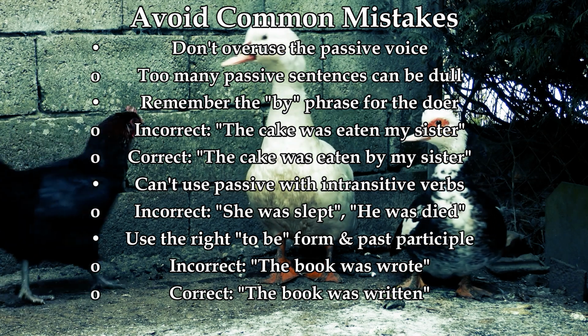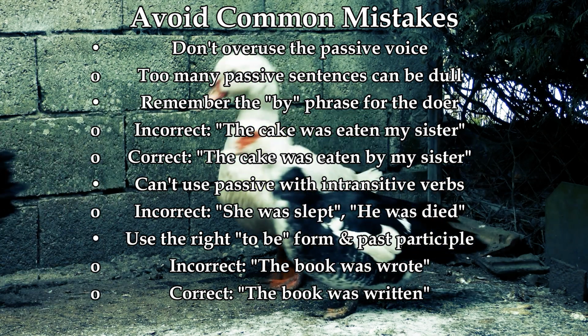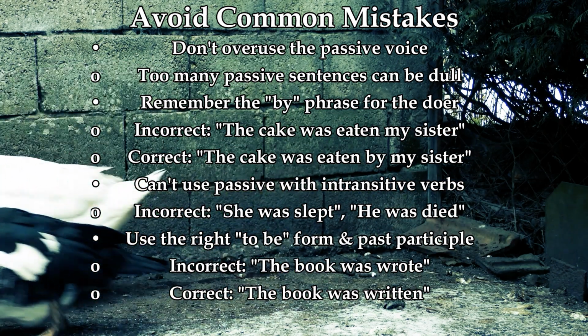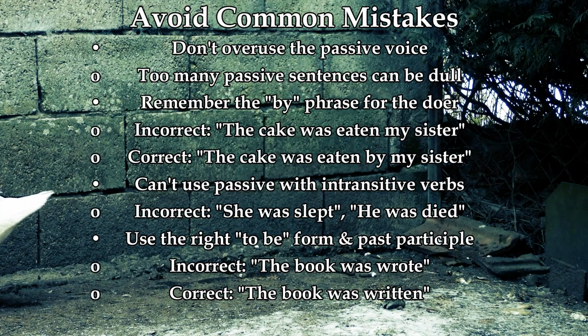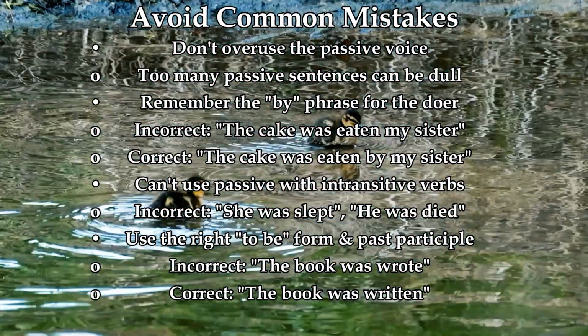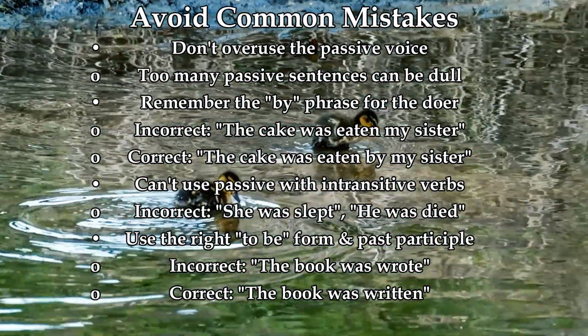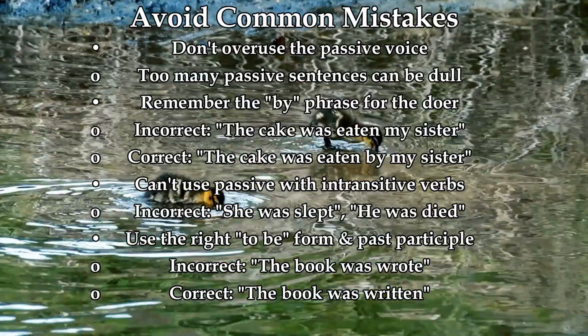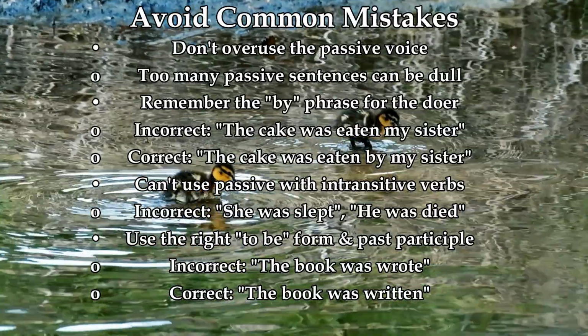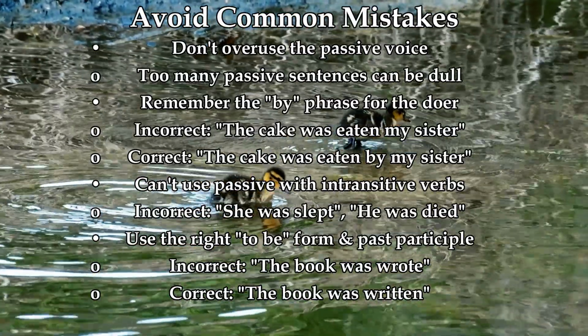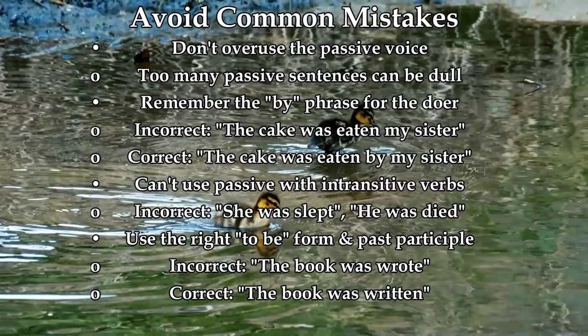3. Using the passive voice with intransitive verbs. Intransitive verbs, like sleep, die, or arrive, don't take a direct object, so they can't be used in the passive voice. "She was slept" or "he was died" are incorrect. It's like trying to put a square peg in a round hole. It just doesn't work.